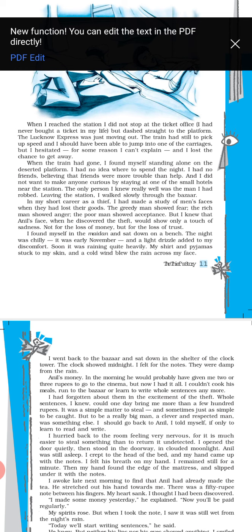Soon it was raining quite heavily. My shirt and pajamas stuck to my skin, and a cold wind blew the rain across my face. I think a beautiful imagery is created here, students. I think you are able to visualize this imagery, isn't it? Hari Singh is sitting on one of the benches in the park, and there is a light drizzle, and soon it started raining heavily, and the wind blew the rain across his face. So I think a beautiful imagery is created by Ruskin Bond here.